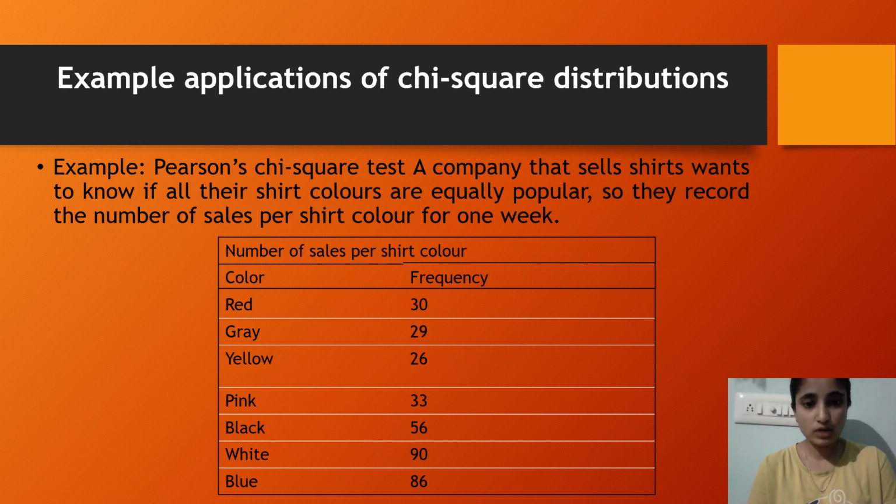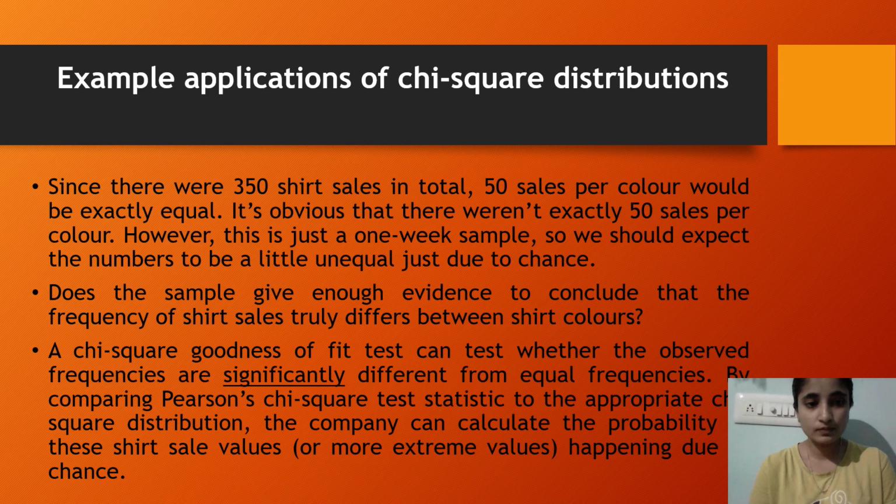Example, Pearson's chi-square test. A company that sells shirts wants to know if all their shirt colors are equally popular. So, they record the number of the sales per shirt color for 1 week. Color and frequencies: red 30, grey 29, yellow 26, pink 33, black 56, white 90 and blue 86. Since there were 350 shirt sales in total, 50 sales per color would be exactly equal. It's obvious that there weren't exactly 50 sales per color.